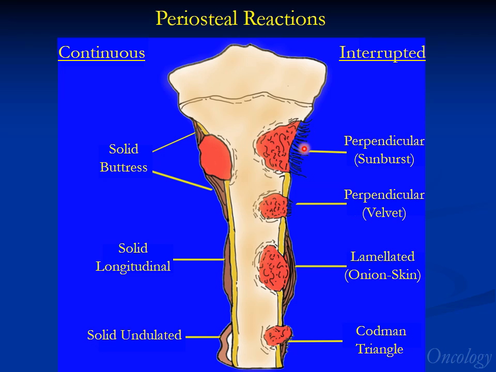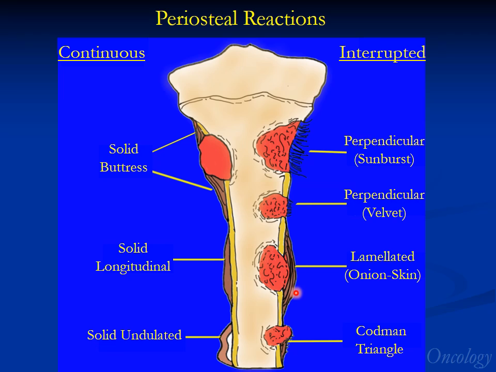Then we have our interrupted periosteal reactions. In this sunburst type and the perpendicular or the hair-on-end type, or also called velvet type of periosteal reaction, it indicates a malignancy which has grown very rapidly and spread out through the haversian systems. And in between the individual haversian systems, you get a periosteal reaction, which is longitudinally oriented perpendicularly to the bone.